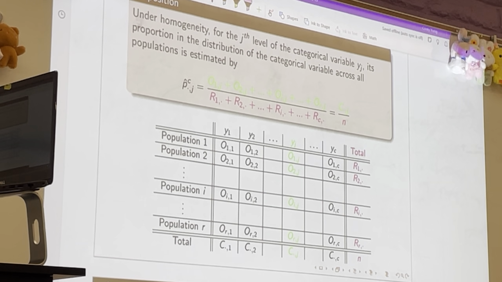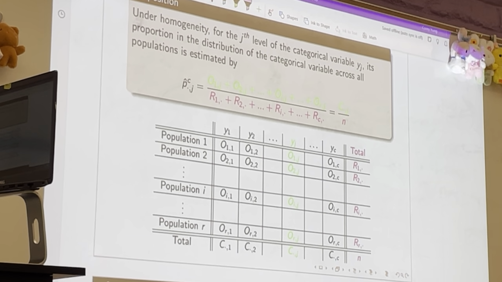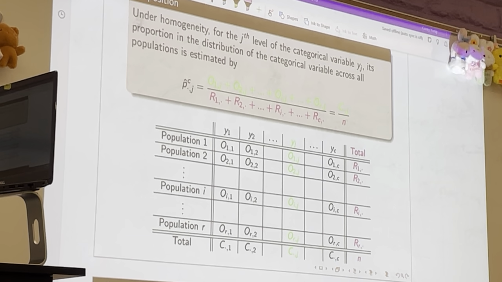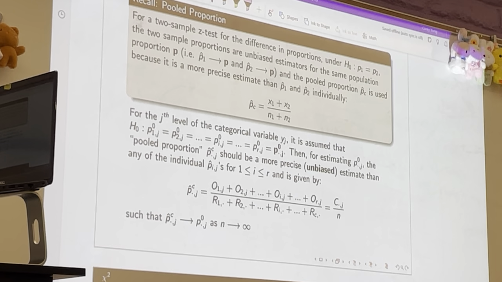Okay, so we're running out of time. Alright, so it should remind you of the pooled proportion, if you guys remember from Unit 6 what the pooled proportion was.